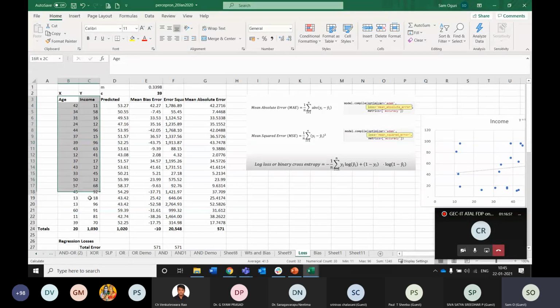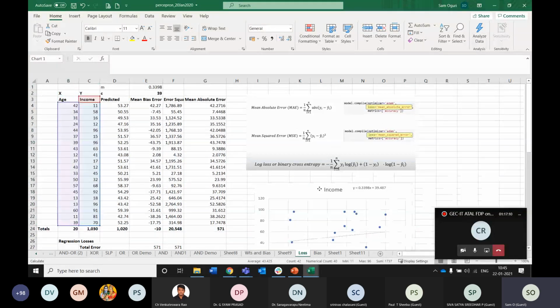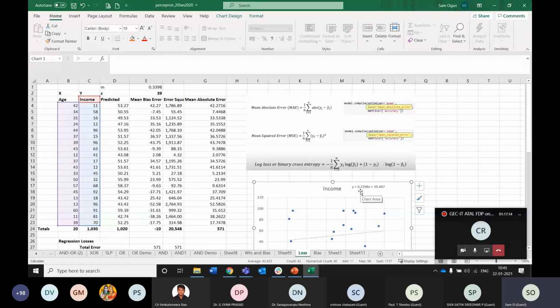Based upon these two variables, one input variable and one output variable, I have designed a model, and the equation of the model is this: y, the hypothesis function, the output value, is equal to 0.3398 times x plus 39.487. For the people who did not follow my previous slide, 0.3398 is the slope, also called the coefficient, and in machine learning it is called a feature, for one feature. And 39.487 is the bias. So y equals mx plus c, where m is the slope, also called a feature, also called a coefficient, and 39.487 is our bias.